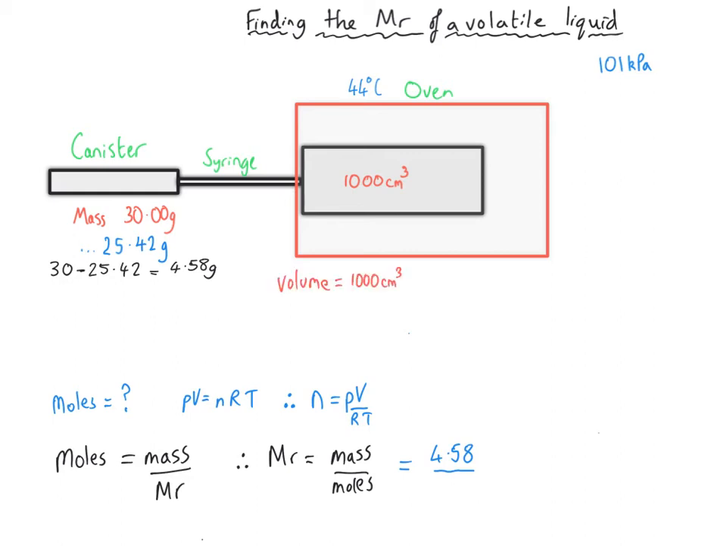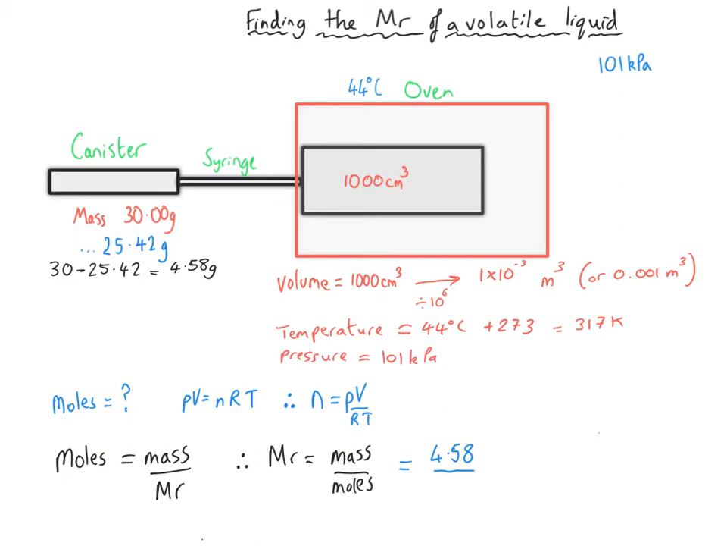We've got our volume of 1,000 centimetres cubed. We need to convert that into metres cubed by dividing by 1,000,000. And we need to take the temperature of the oven, and that is at only 44 degrees C. And so 44 degrees C, we need to convert that into Kelvin by adding 273 onto it. And then the pressure is 101 kilopascals, which we then multiply by 1,000 to get 101,000 pascals.